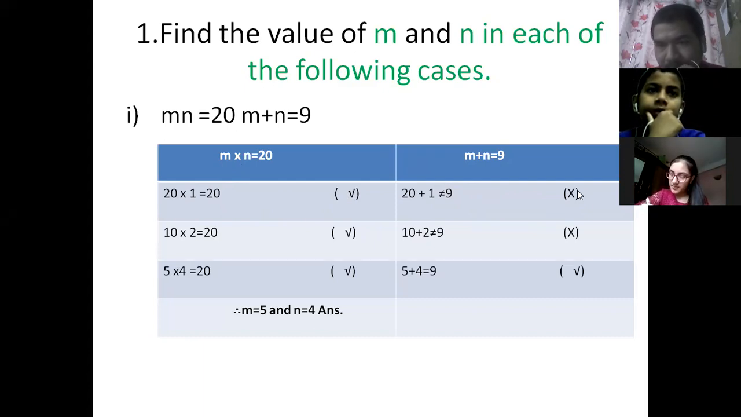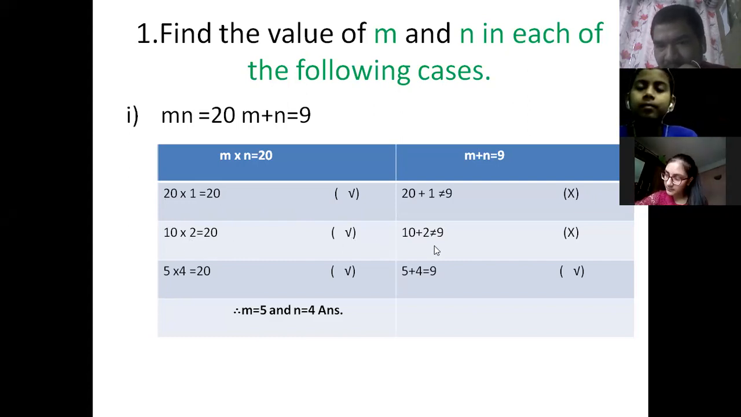So that is a cross or a tick. This is the ticked one, correct. True one, true. And next one, look here. Now 10 into 2. After 20 it will come now 10. 10 into 2 is 20, it is true.